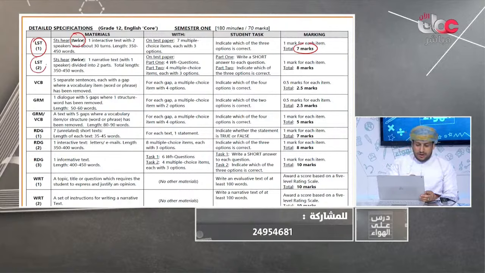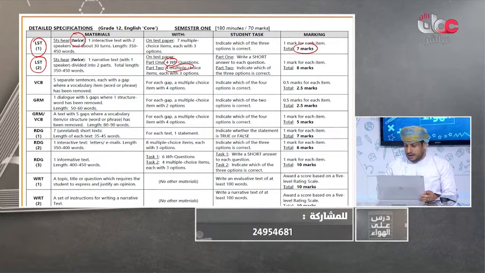Listening 2 will be on the second page, and it will consist of WH questions. We have 4 WH questions, and we have 4 multiple choices. So it will be worth 8 marks. So the total number here is 15 marks. So listening will be 15 marks.